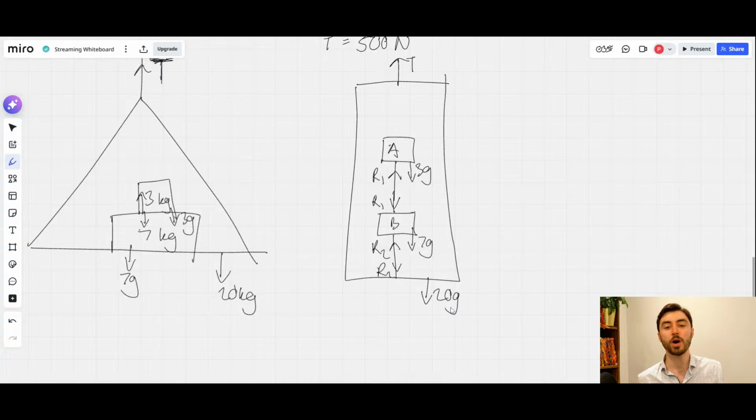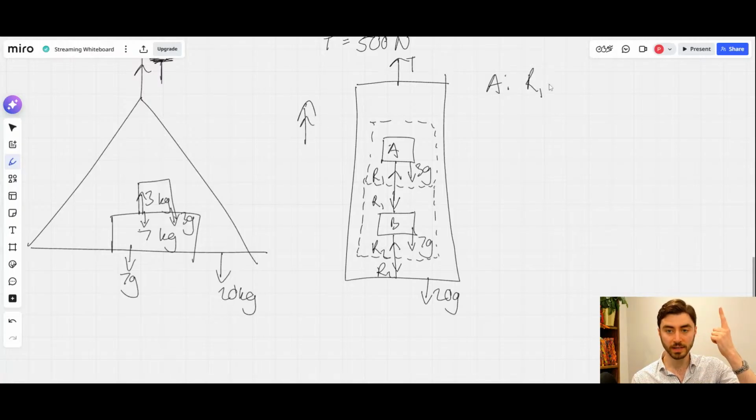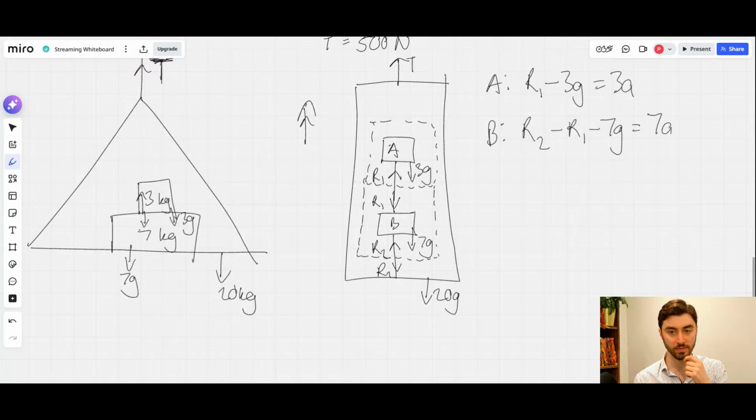In my opinion, it's now a lot clearer which forces are acting on which object, because you can just see them locally. The hardest one for B is to remember about this R1 acting from the top. But what it means is for A, if this thing is accelerating upwards, then we have R1 acting upwards minus 3G equals 3A. For B, we would have the R2 acting upwards and the R1 and the 7G acting downwards, which would be equal to 7A.